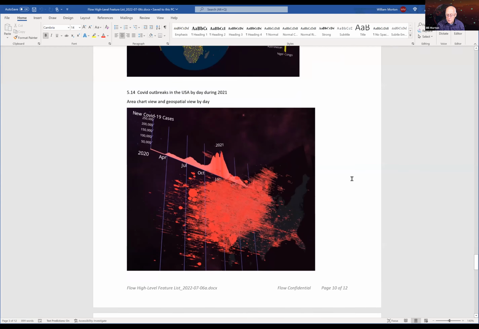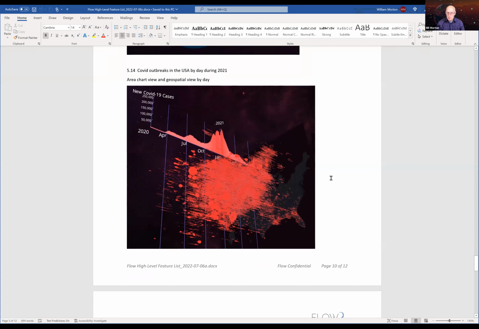My single favorite visualization in all of the featured flows is actually a featured flow called COVID Outbreaks in the USA by Day. What this particular visualization does, and it loses a little bit of its luster in 2D on a screenshot compared to 3D, is show a couple of graphics. Here, for the year 2020, we're going across this timeline and showing the total number of COVID infections in the US. So that's one chart.